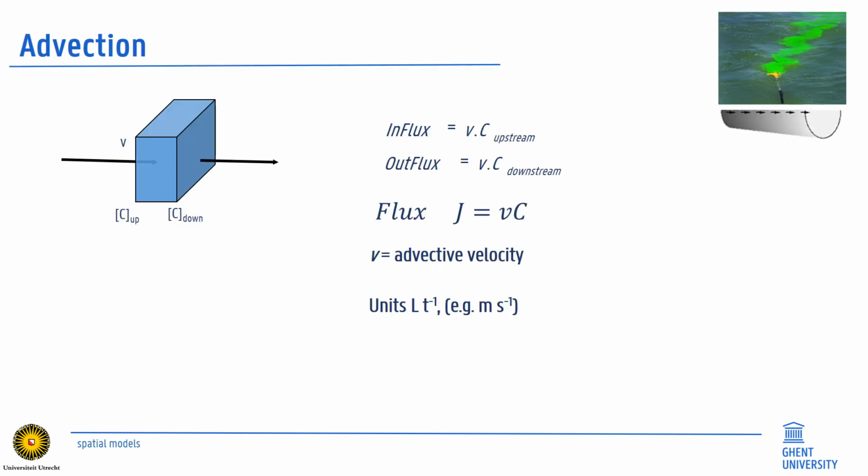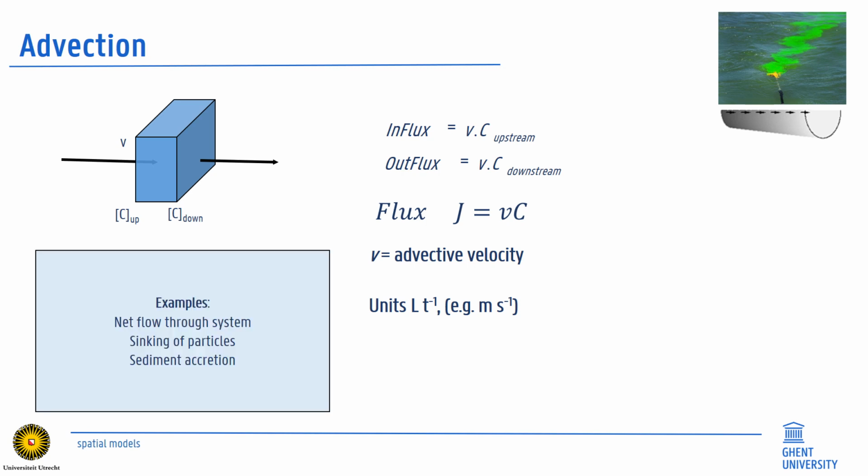Fluxes for advection are then the advective velocity times the concentration in the box, with length per time as a unit. Examples are net flow through systems, sinking of particles, etc.